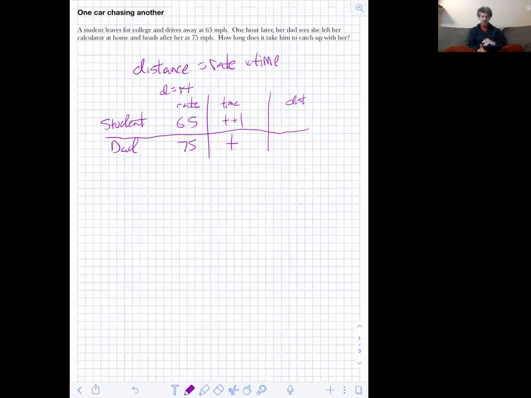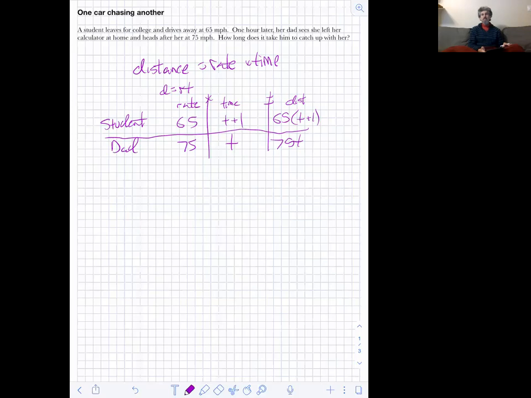Okay, now using rate times time equals distance, I can write this first row as 65, the distance is 65 times (t plus 1), and the second row, the dad's distance is just 75t. Now, we've got 2 formulas for the distance. Now we ask ourselves, okay, is this a case where we're adding up distances and getting a total distance, or is it that the distances are the same, or is it something else?